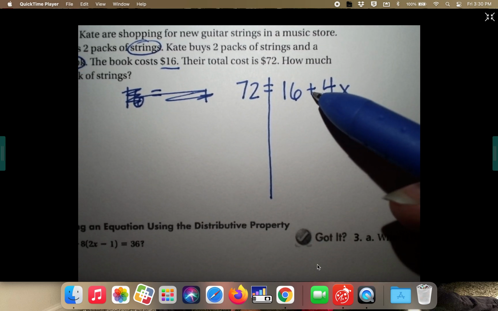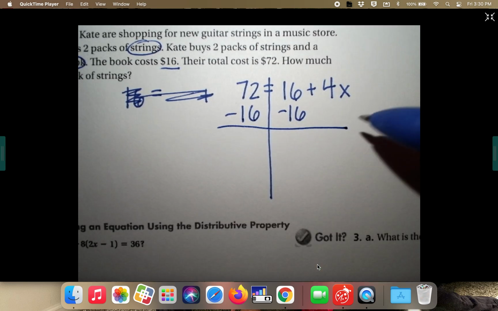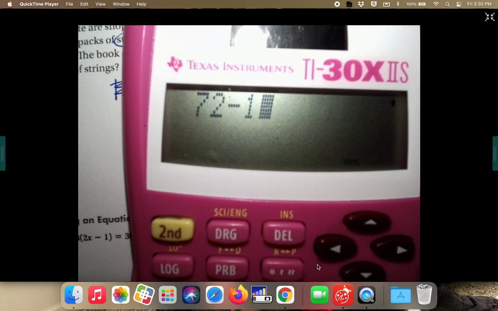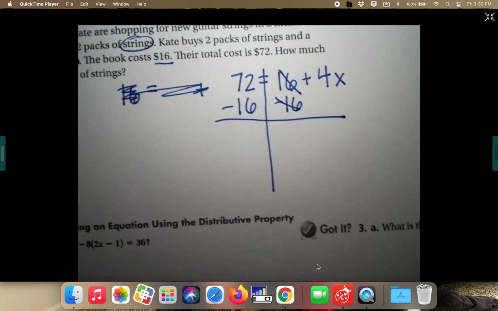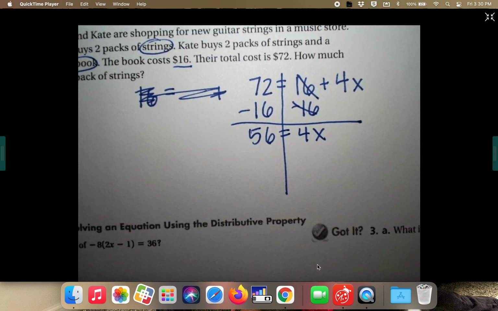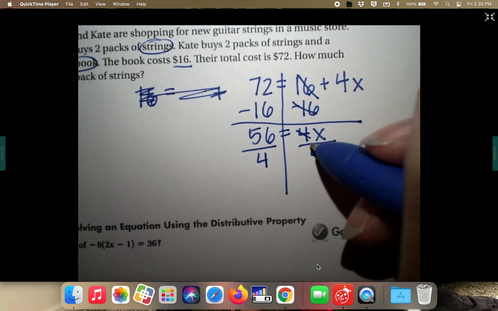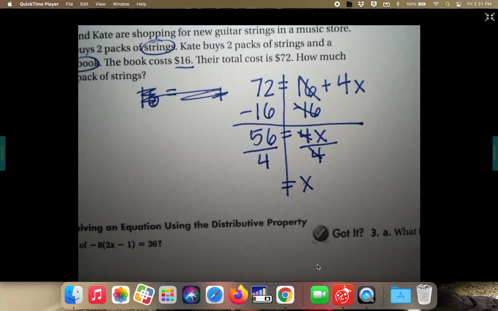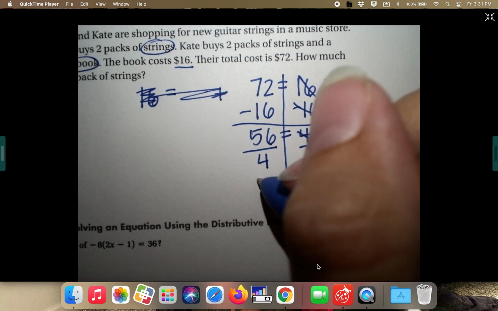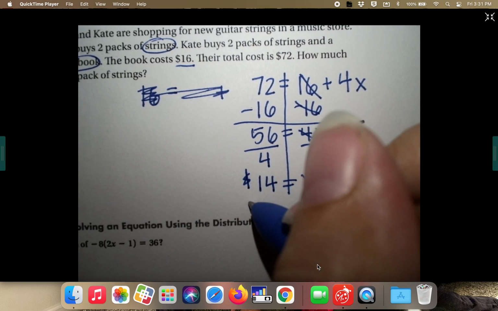So now I can subtract the 16. 72 minus 16, I don't know, 56. And then on the right, I'm going to bring down that 4x. X is being multiplied by 4, so I'm going to divide both sides by 4. 56 divided by 4 is $14 per pack of strings.